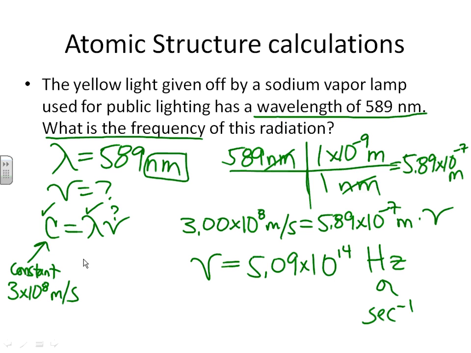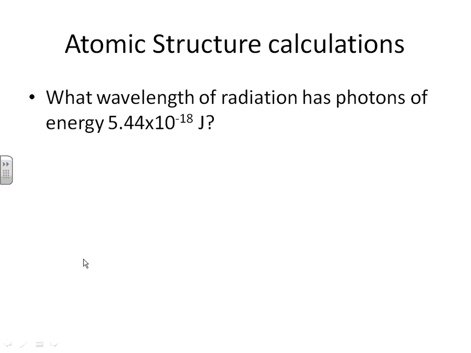So that's one problem. Second problem: what wavelength of radiation has photons of energy 5.44 times 10 to the negative 18th joules? Okay, second problem. Figure out what the problem's asking, what information it gives us, and figure out how to get from point A to point B. First up, what information does the problem give us?